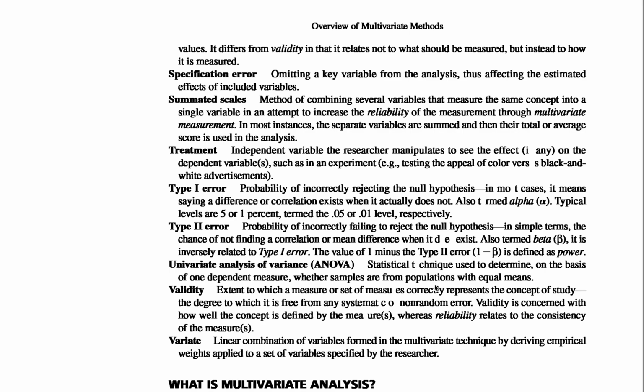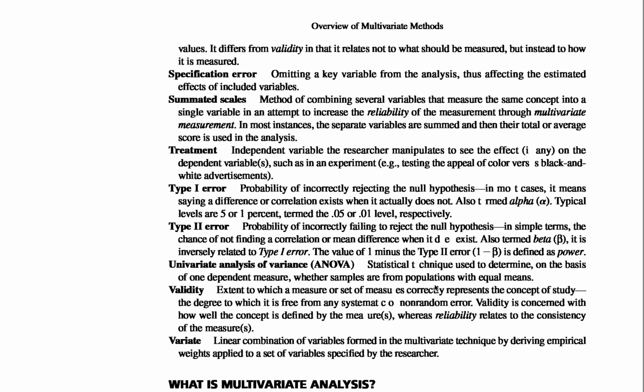Type 1 error: the probability of incorrectly rejecting the null hypothesis. In most cases, it means saying differences or correlation exist when actually they do not. Alpha typical levels are 5% or 1%, termed the 0.05 or 0.01 level respectively.